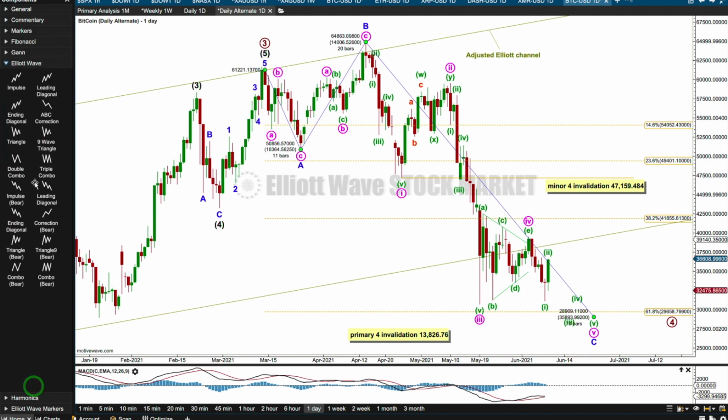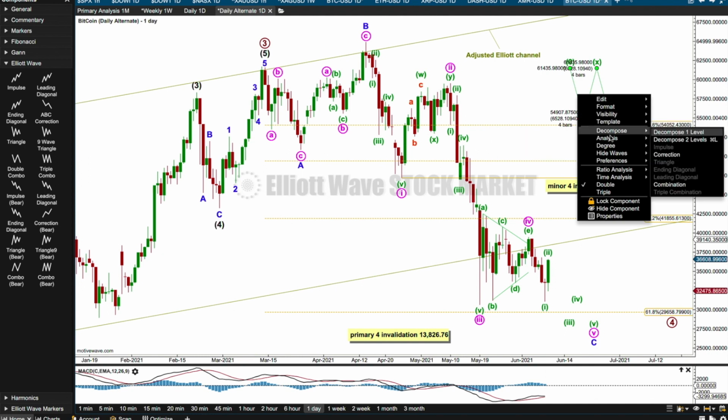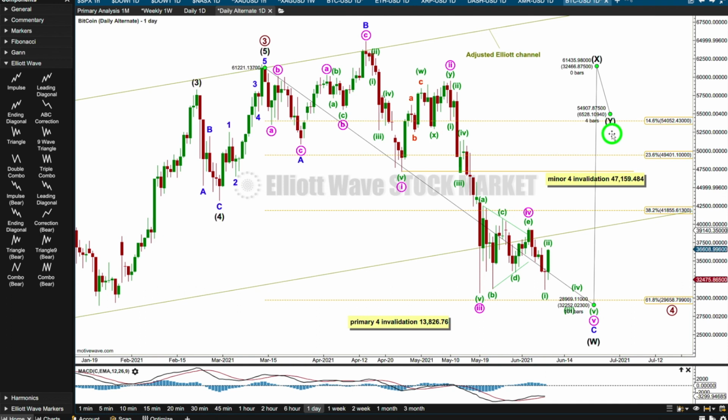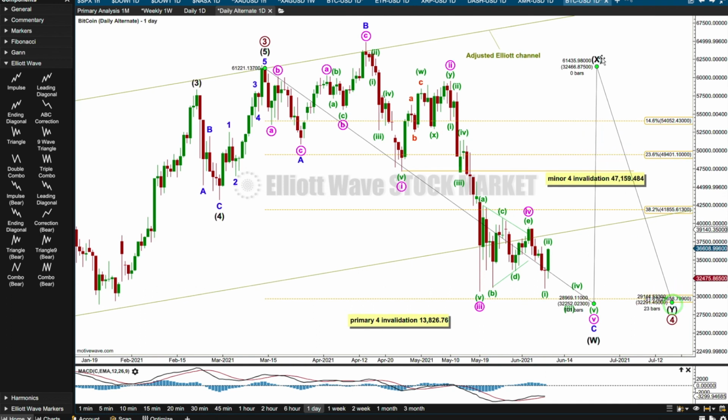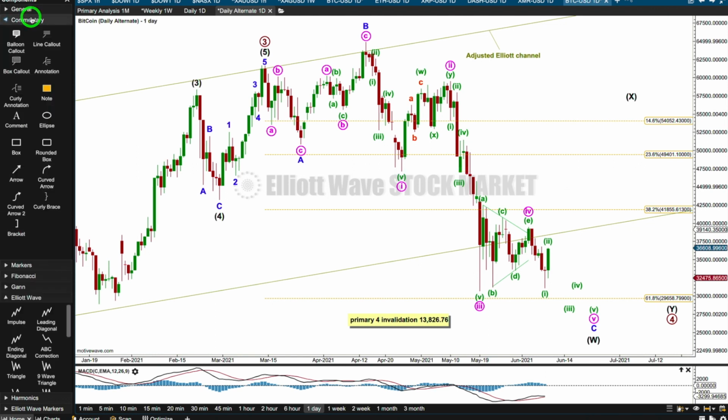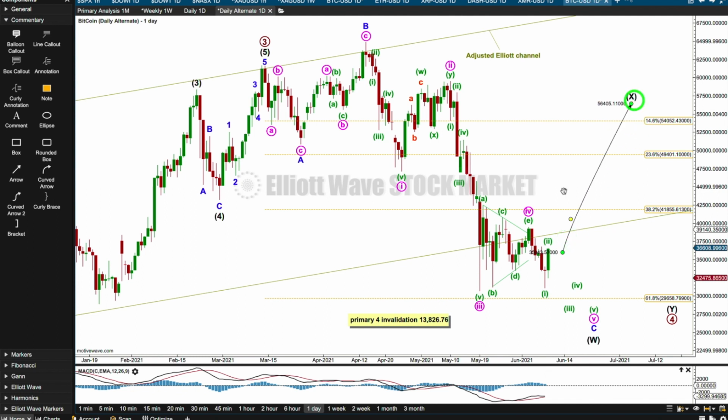And let's bring in a combination labelling and label that intermediate. So this would be an expanded flat for intermediate wave W, and then we'd have X, which should be a big strong bounce, because X waves within combinations are usually quite deep to be part of an effective sideways movement.